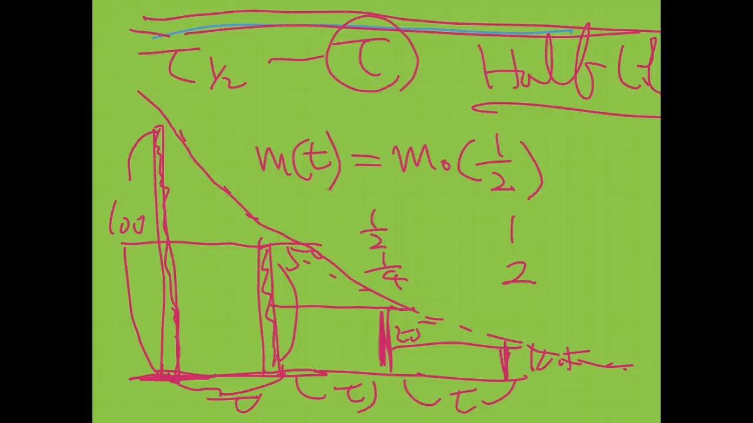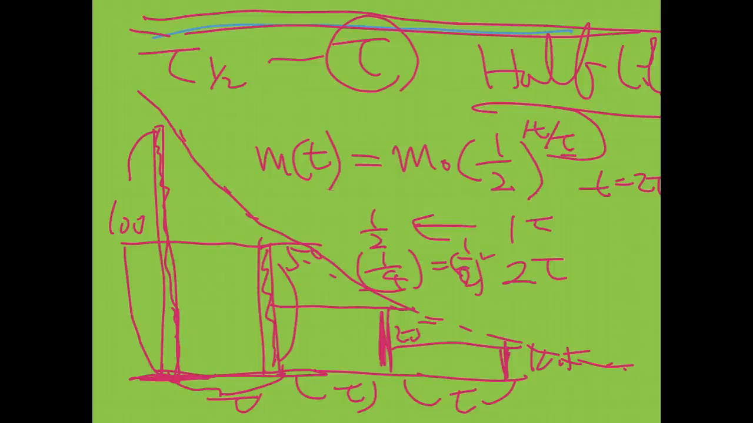So to formulate this, we probably want to write something like this. It is half to the power of t over tau. For instance, if t is tau, t over tau is 1, so half to the power of 1 is half. After 1 tau, it will be half of the original value. After 2 tau, t over tau is 2, so half to the power of 2 is a quarter. So in this sense, this half-life formulation makes perfect sense.